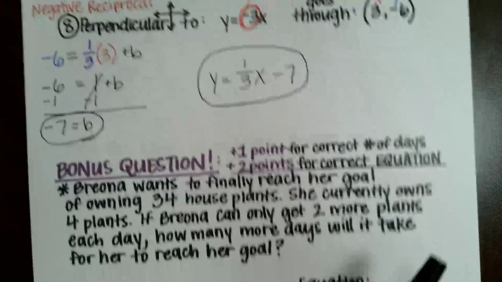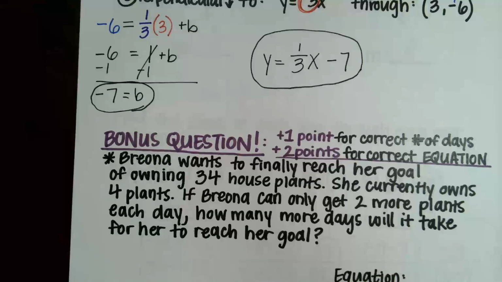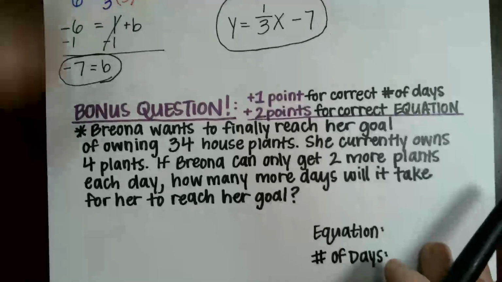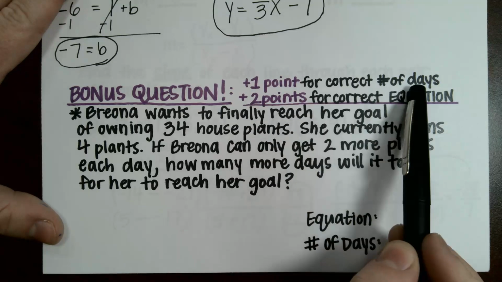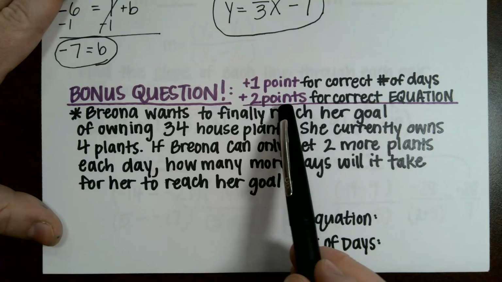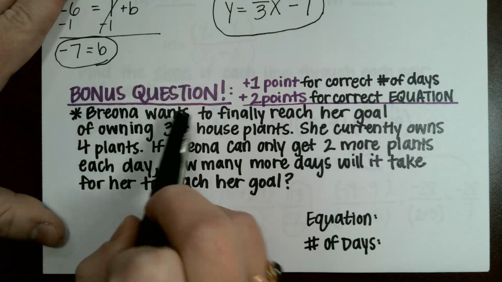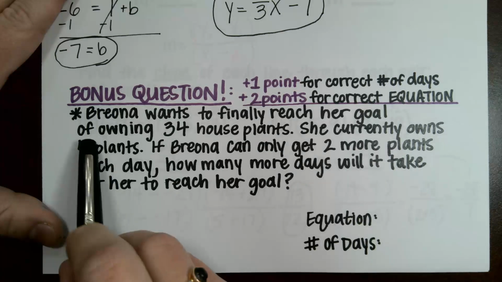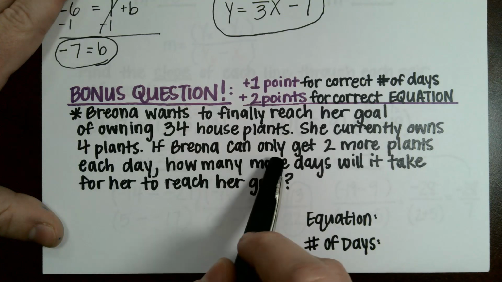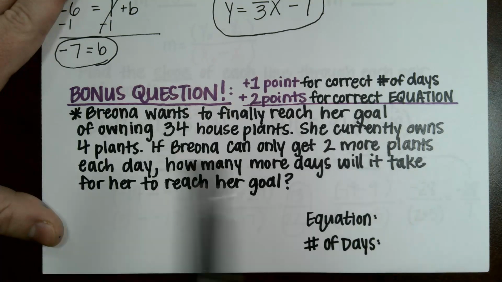Okay. Here's our bonus question. This is something we barely went over in class. This is why it's a bonus question. If you get it wrong, it won't hurt you. If you get it right, it'll help you. For this bonus question, we have a word problem. You'll get 1 bonus point if you get the correct answer. You'll get 2 bonus points if you're able to write a correct equation for the answer. So, here it is. Brianna wants to finally reach her goal of owning 34 houseplants. She currently owns 4 plants. If Brianna can only get 2 more plants each day, how many more days is it going to take for her to reach her goal?